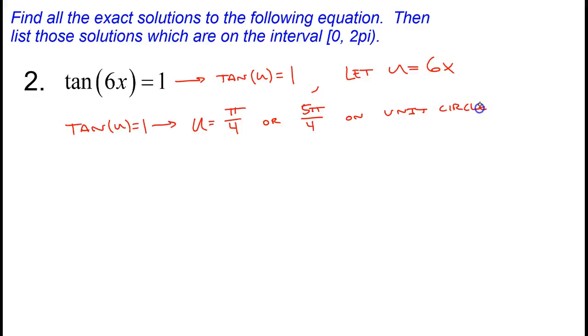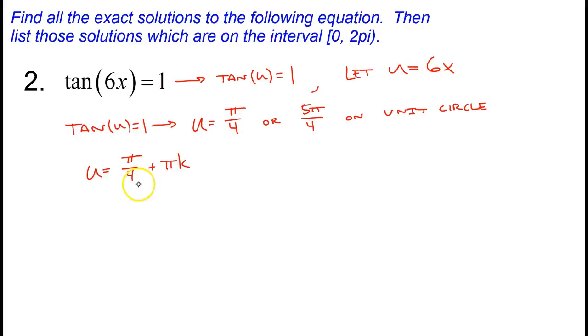Now, there's something about these two angles that I hope you remember. They are exactly pi radians apart. So I can say u equals pi over 4 plus pi k. So this is not a plus 2 pi k problem. We can consolidate it to a plus pi k problem.